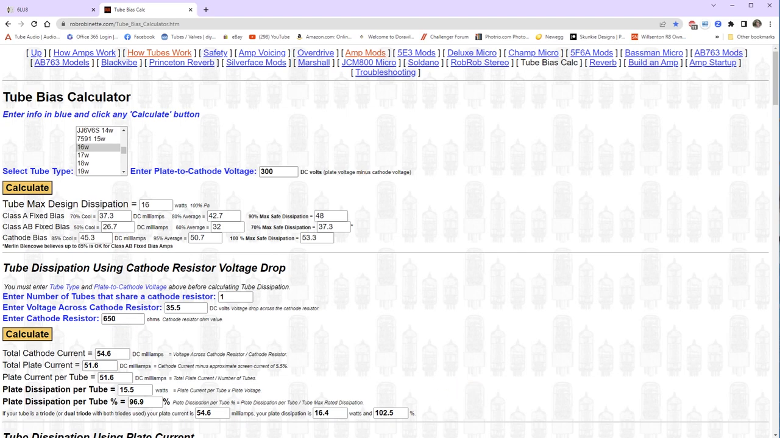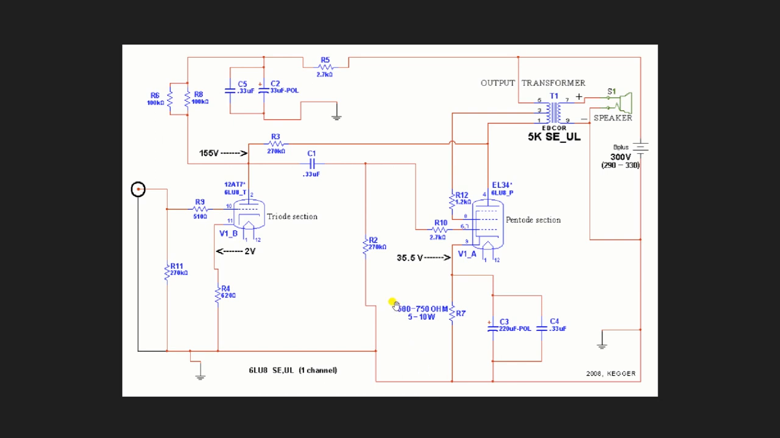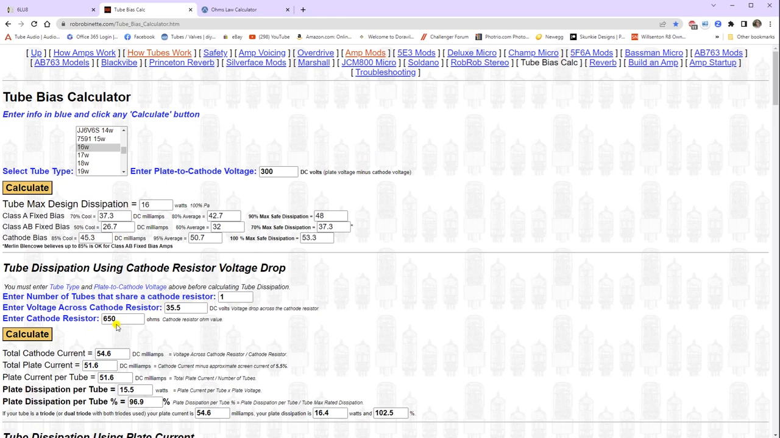So we go back to the schematic. He's saying somewhere between 600 and 750 ohm. 650 ohm will be a hotter bias, and a 750 ohm would be a cooler bias. So we're going to start with a 650 ohm cathode resistor, hoping we see 35 volts on it, and we'll come back and adjust all this accordingly when we first pull it up on the Variac.